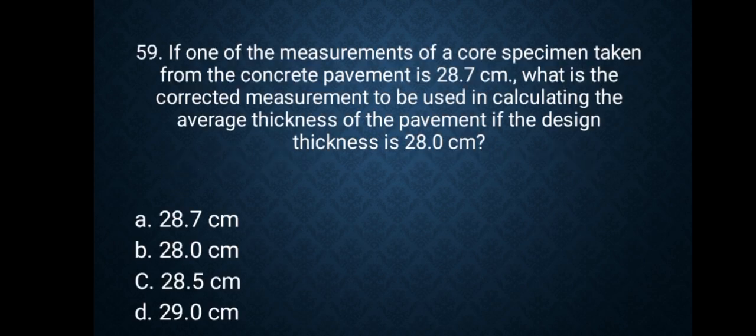Number 59. If one of the measurements of a core specimen taken from the concrete pavement is 28.7 centimeter, what is the corrected measurement to be used in calculating the average thickness of the pavement if the design thickness is 28.0 centimeter? So, ada man ang choices, diba? So, ang answer niya is C, 28.5 centimeter.